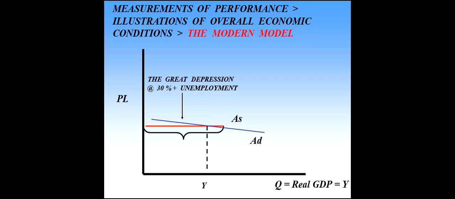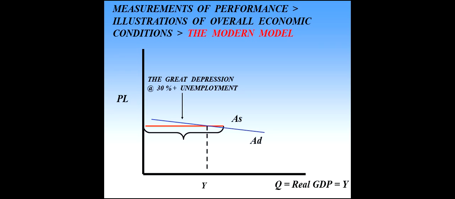Now that we've looked at how John Maynard Keynes has gotten us started on macroeconomic measurements and illustrations, and how I've also introduced you to the component parts of how we look at things in a modern way by explaining what aggregate demand and aggregate supply is, it's time to introduce you to what we call the modern model for illustrating overall economic conditions. And let me step you through it. I think you'll find it fairly easy to understand based upon what we've covered so far.